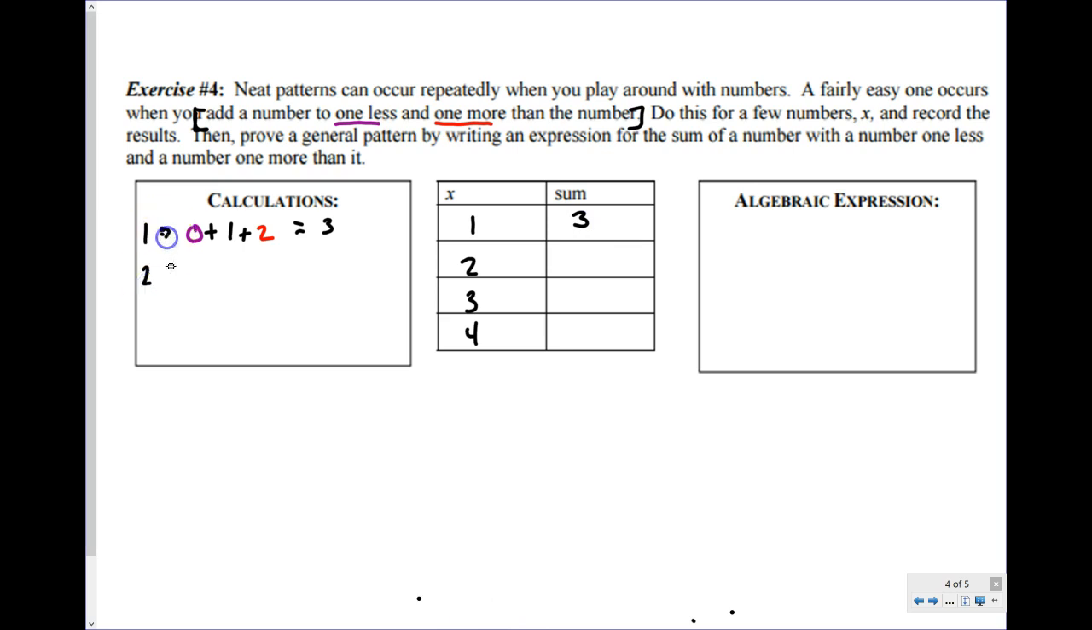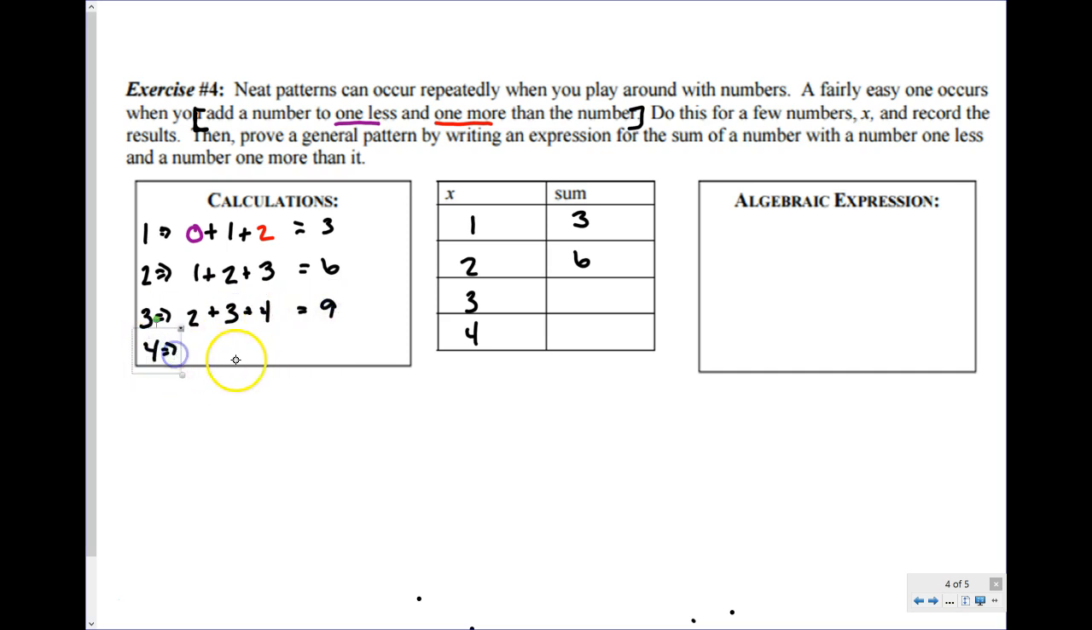Does that make sense? Number 2. Let's try the number 2. What's one less than the number 2? 1. And what's one more than the number 2? 3. So I'm basically adding 1 plus 2 plus 3 to give me a 6. Let's test the number 3. If I start with the number 3, what's one less than 3? 2. What's one more than 3? 4. And 2 plus 3 plus 4 is 9.